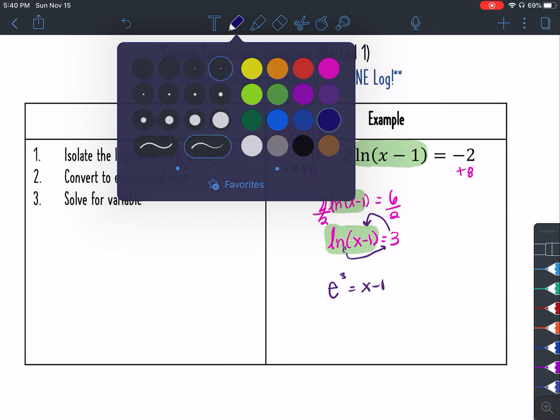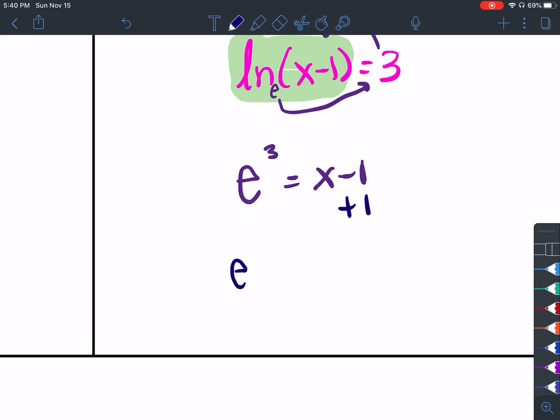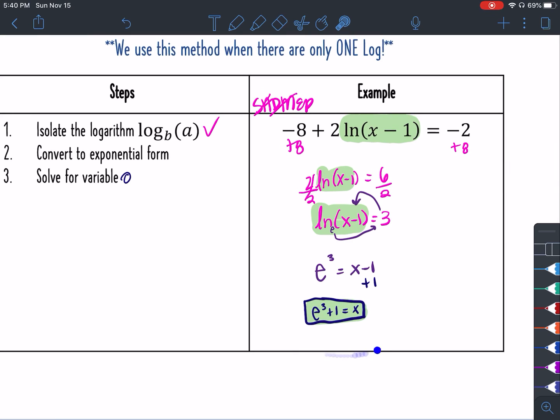Very, very last step then is going to be to solve for the variable. So I know I can just add that 1 to the other side. And there you have it. So oftentimes, if your answer involves e, we actually just leave it in terms of e. This would be your final answer.